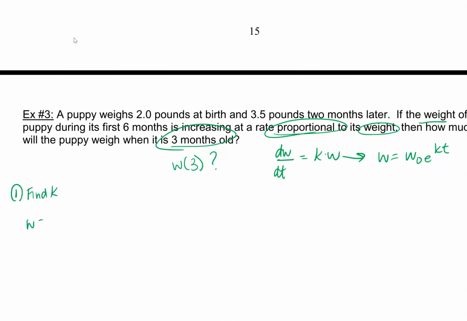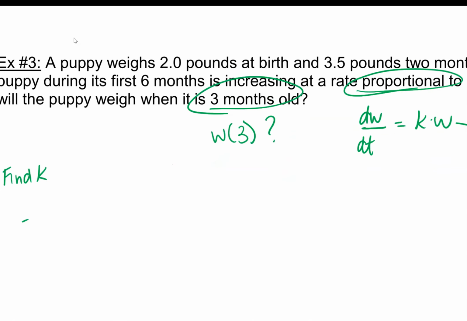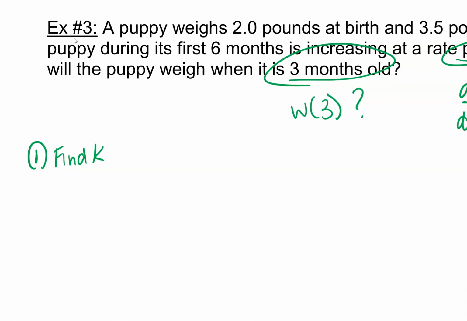So I have W is equal to, well, let me rewrite it. W is equal to W naught e to the kt. So my final weight is 3.5. My initial weight is 2 times e to the, let's see, it was 2 months later, so here it's going to be in terms of months, right? Context of your problem, it could be in years, months, etc.